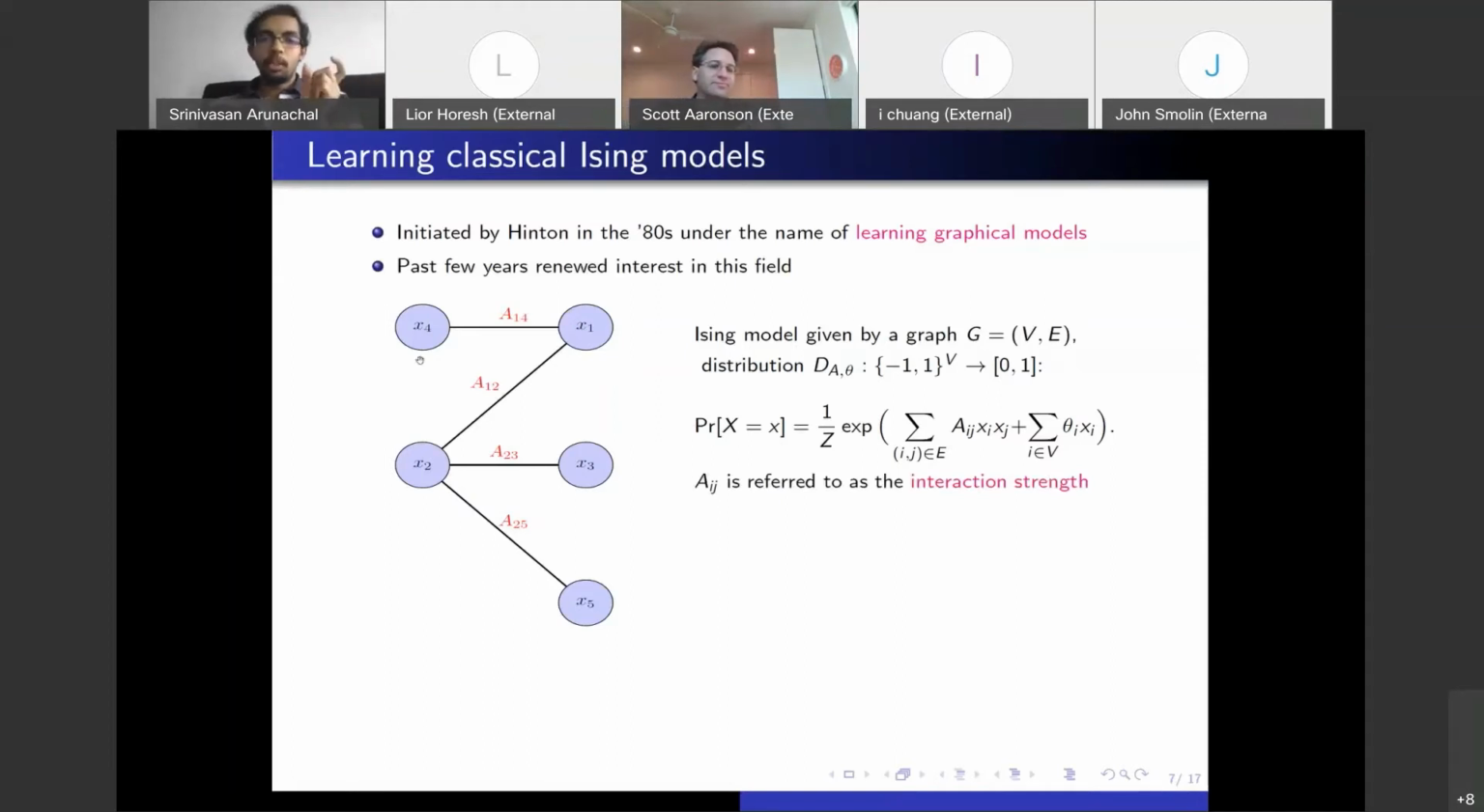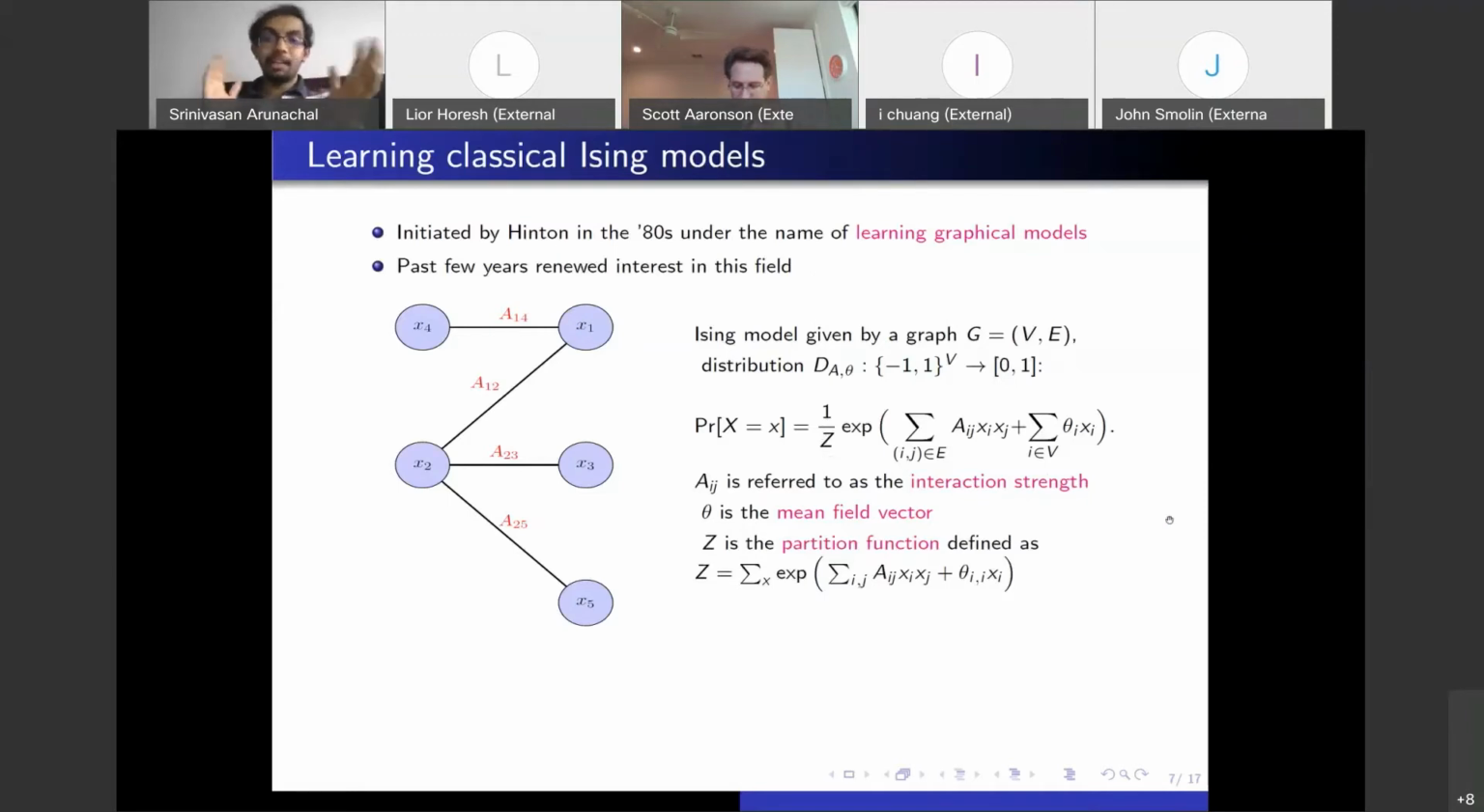The A_ij's, which are the edge weights, are called the interaction strengths of this graph. Theta_i is called the mean field vector. For the rest of this talk, I'm just going to assume that theta is 0. It's not so important for me. And finally, one thing that I omitted here is the factor Z, which is called the classical partition function. It's just a factor to ensure that this actually forms a proper probability distribution. If you put the value of Z in here and sum over all x, it's a proper distribution D.